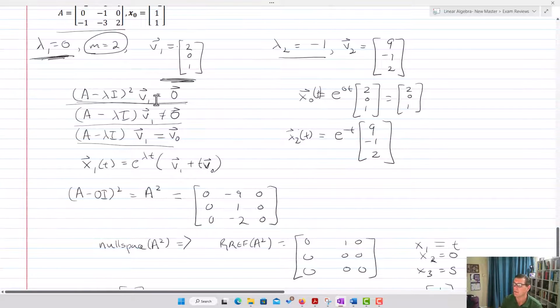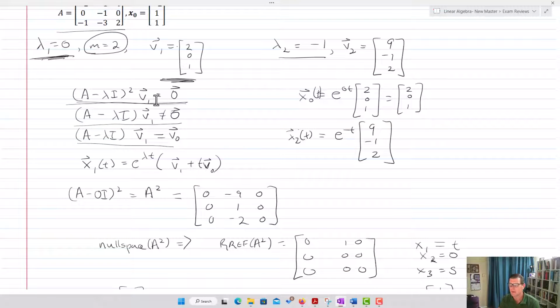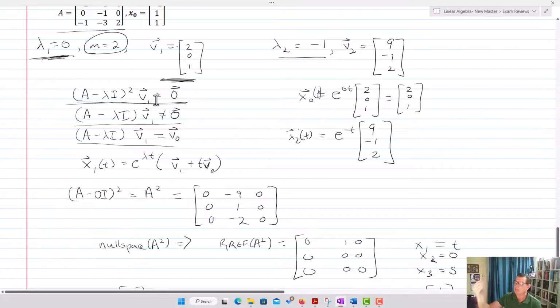Whatever you need to do, okay? There's a whole process in order to solve these systems with defective matrices, depending upon the number of vectors that you need to get back. In this case, we only have the 1. So I got (A minus lambda I) squared v1 equal to 0. Did that, found the null space.